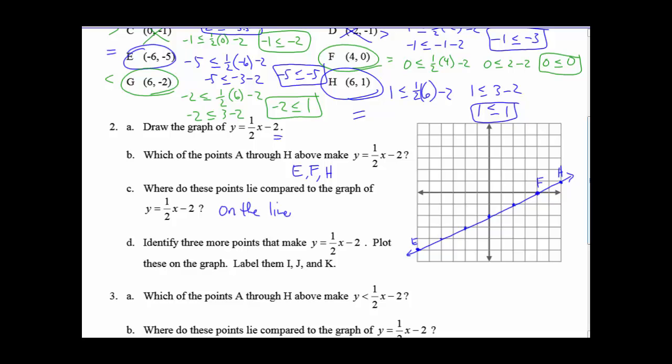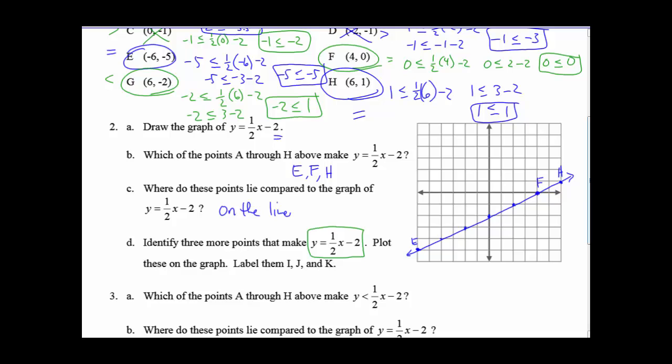Now, D, we need to identify 3 more points that make y equals 1/2 x minus 2 true. And then we're going to plot these on. We can label them as I, J, and K. Well, in order to be solutions that are equal, we're going to look for points on a line.